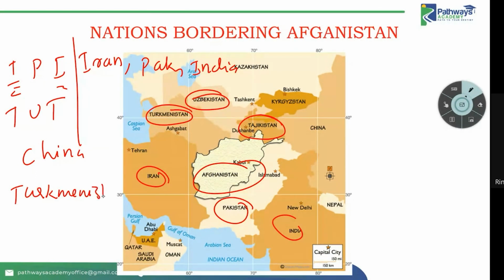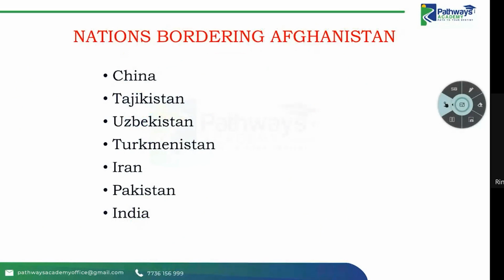Turkmenistan, Uzbekistan, and Tajikistan. Then China. So these are the nations bordering Afghanistan: India, Pakistan, Iran, Turkmenistan, Uzbekistan, Tajikistan, and China. India-Afghanistan Friendship Dam is known as Salma Dam. It is Salma Dam.